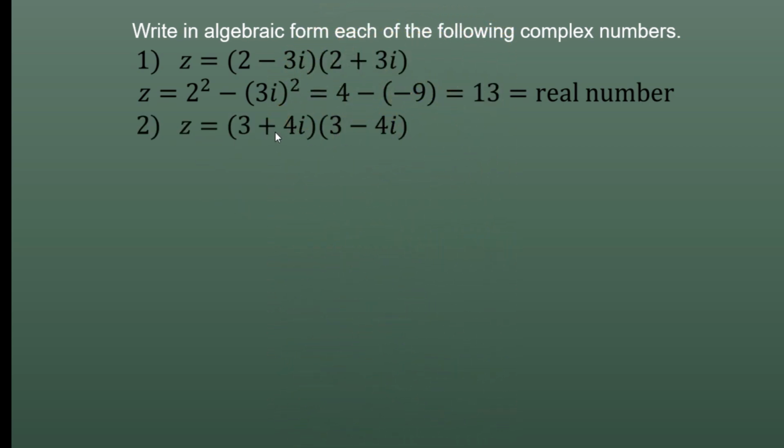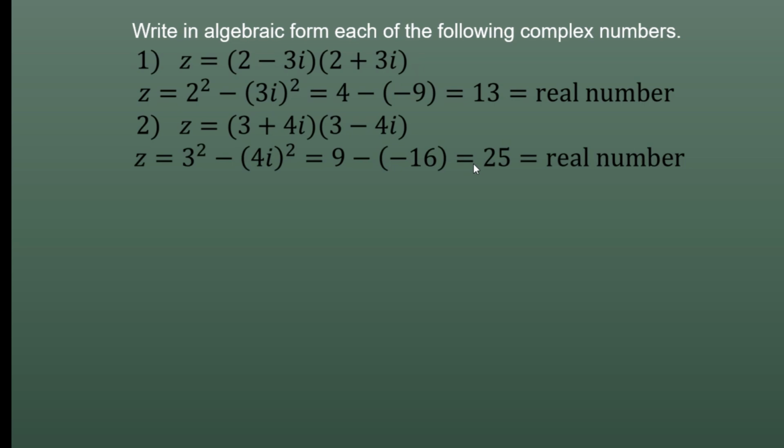Z equals 3 plus 4i into 3 minus 4i. Also a complex number by its conjugate. When we multiply, we get 3 squared minus 4i squared. But i squared equals minus 1, so minus minus 16 is plus 16. 9 plus 16 equals 25, which is a real number.